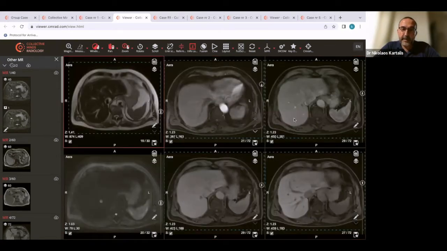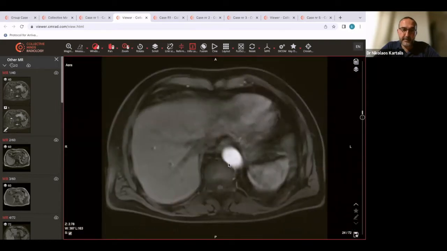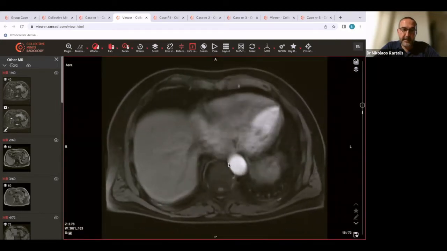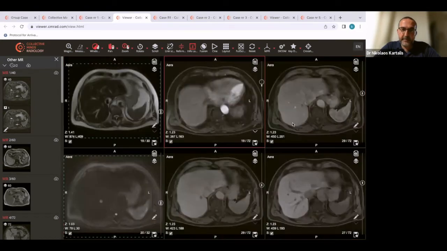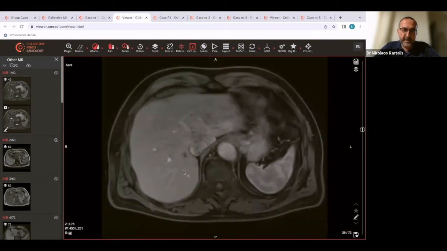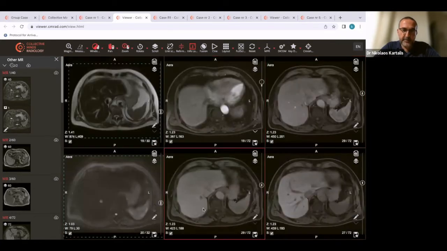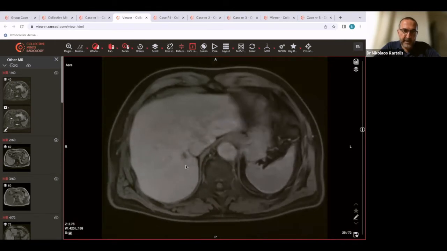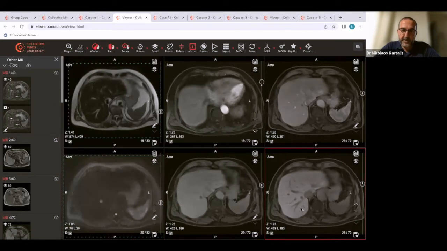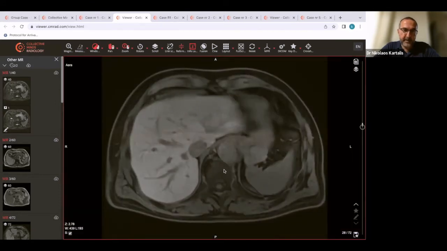On the enhancement screen, we see maybe some peripheral enhancement. On the portal venous phase, some kind of nodularity in the lateral aspect of the lesion. The 3 minutes phase, again, maybe some nodularity here. And the hepatobiliary phase, no uptake.